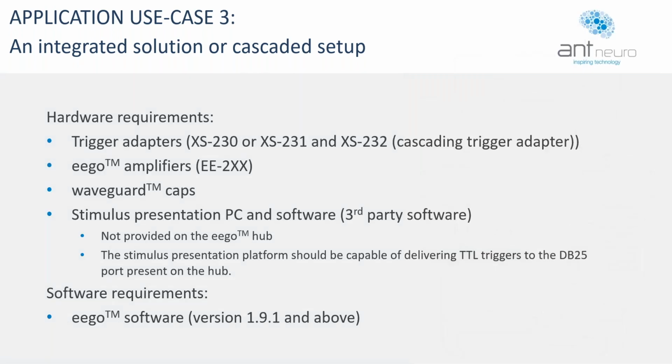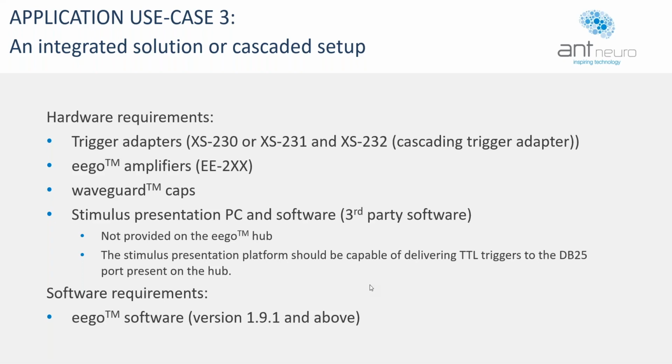Finally, I have some sort of hardware requirements that you would need from us to achieve this. As always, we have these 2 trigger adapters that you saw that are available with an ecosystem by default, but you also have a cascading trigger adapter, in case you're working with a cascaded setup, to basically synchronize 2 64-channel amplifiers. The waveguard caps, again, are something that is up to choice. You could go with the gel or the dry. We leave that up to you.